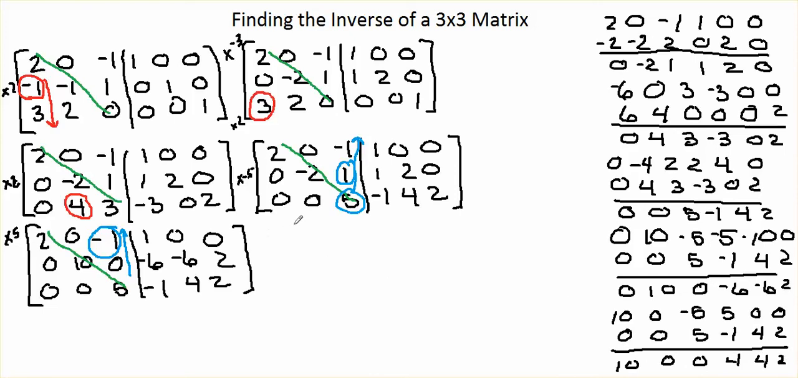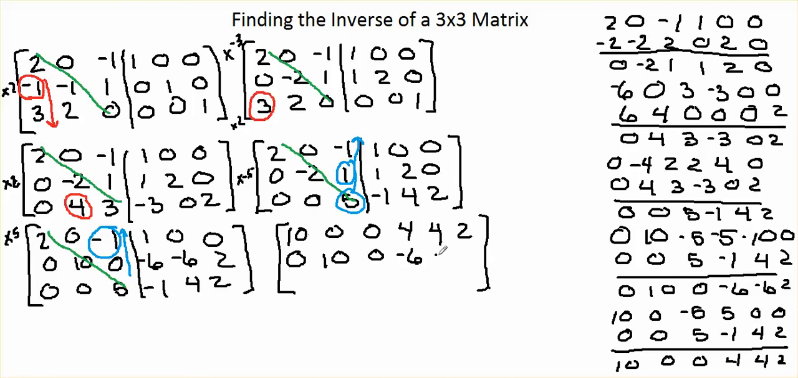So let's write our new matrix out. Since we were trying to zero out a number in the top row, we're going to replace our top row with the line we created. So 10, 0, 0, 4, 4, 2, 0, 10, 0, -6, -6, 2, 0, 0, 5, -1, 4, and 2.